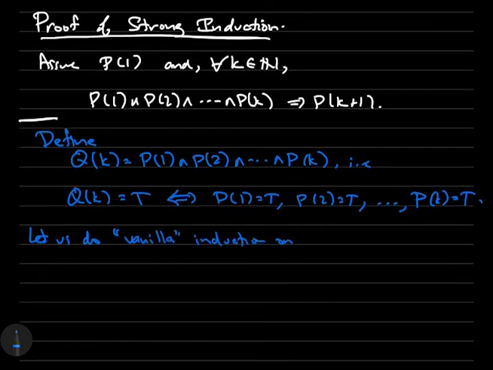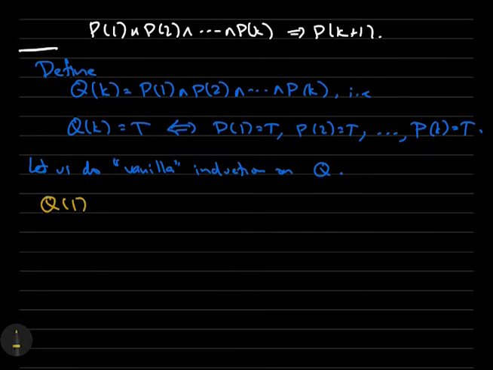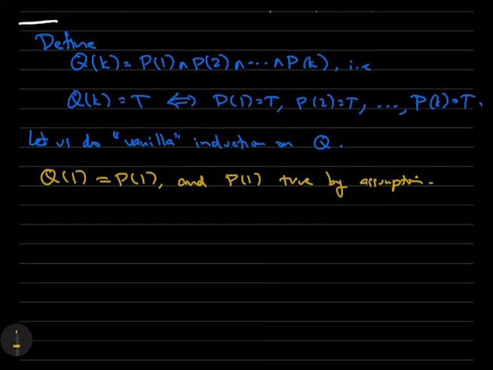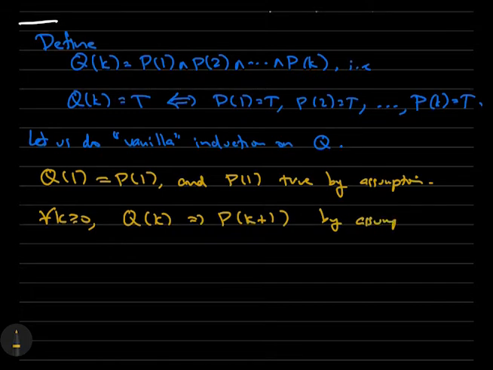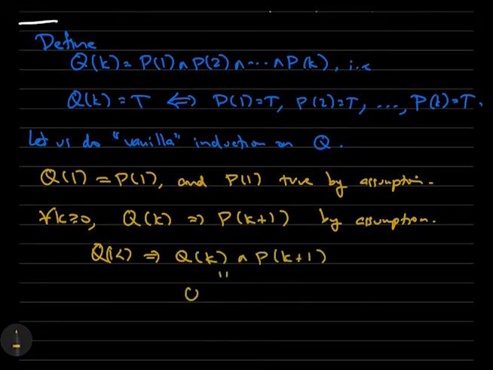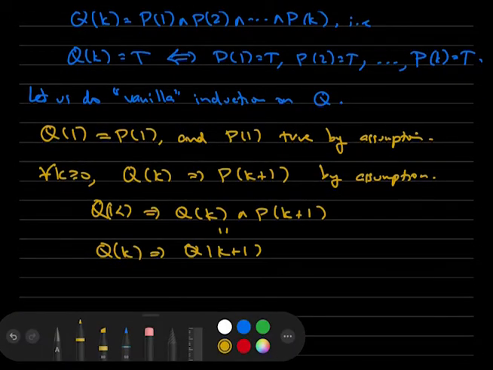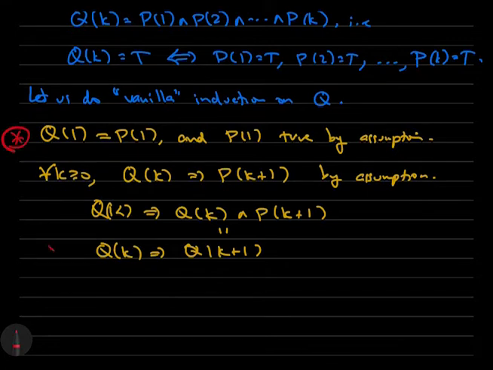Now let's apply vanilla induction to the proposition Q. Note that P of 1 is the same as Q of 1, and so by assumption Q of 1 is true. Now assume that Q of k is true. By the assumptions of the theorem, Q of k implies P of k plus 1. Using the lemma from earlier, Q of k implies Q of k and P of k plus 1. And note that Q of k and P of k plus 1 is exactly Q of k plus 1. Therefore, we have shown that Q of k implies Q of k plus 1.